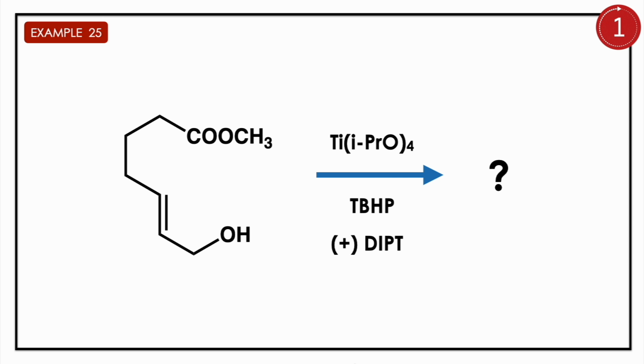Then the final example. Here you have an alkene. One side you have methylene alcohol. Another side you have an ester. Titanium isopropoxide you are using, TBHP as the reagent and plus DIPT. You should find what will be the final product.